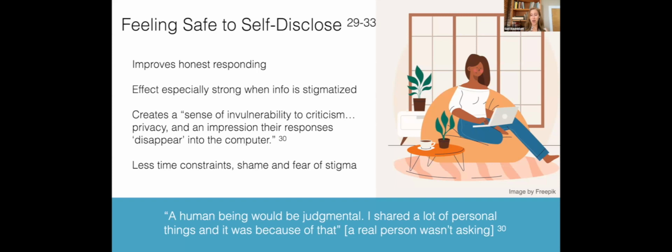And as you can see at the bottom here, one person said, well, a human being would be judgmental, but I shared a lot of personal information online because a real person wasn't asking me.